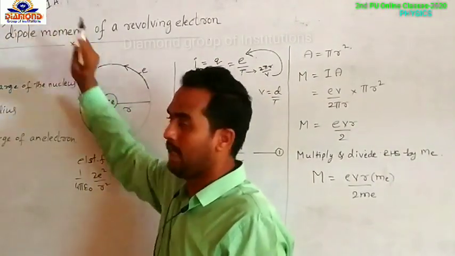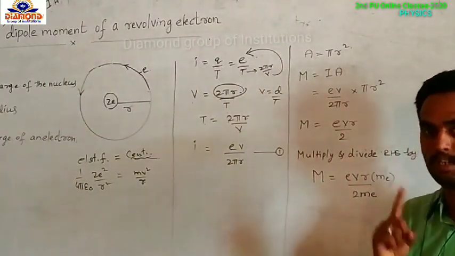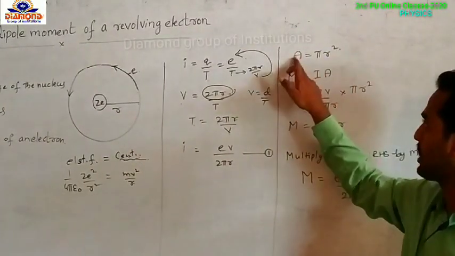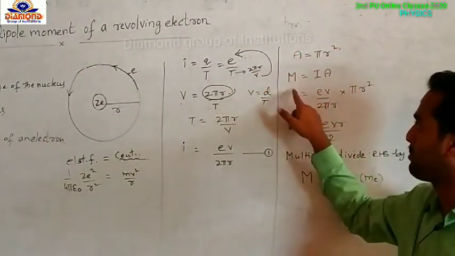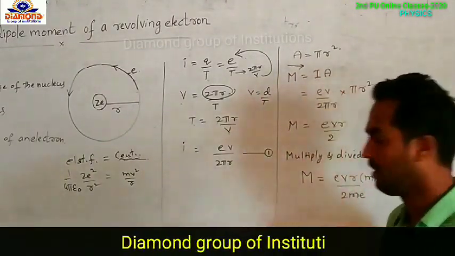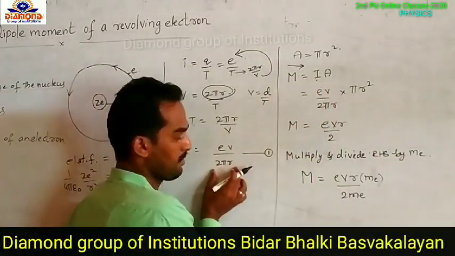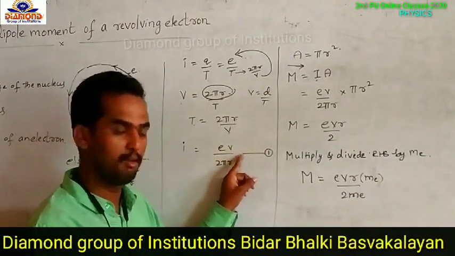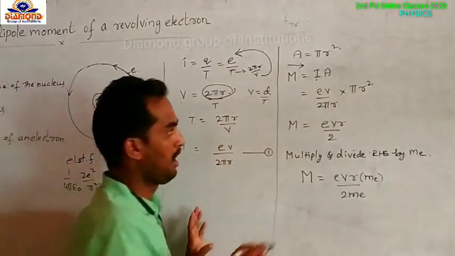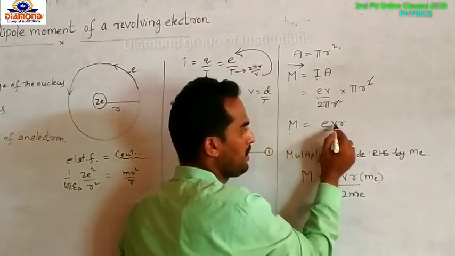Now we want A. What is A? Area. The electron is moving in which path? Circular path. Circular path area formula we know, pi r square. So what is the A value? Pi r square. What is the magnetic dipole moment formula? M equal to I into A. What is the I value? We got it from the equation, e into V by 2 pi r, into the area value, pi into r square. One r will get cancelled. So what is the remaining thing? M equal to e V r by 2.